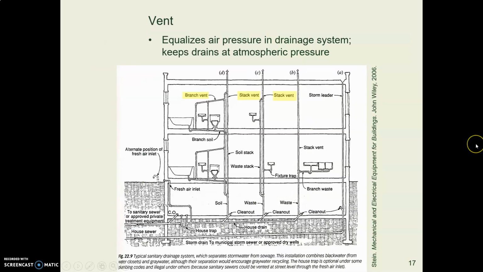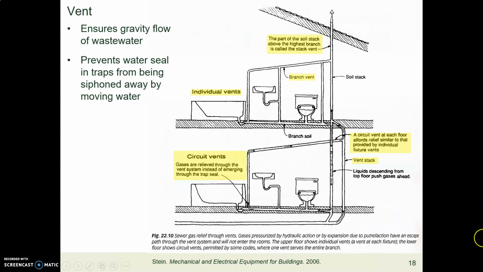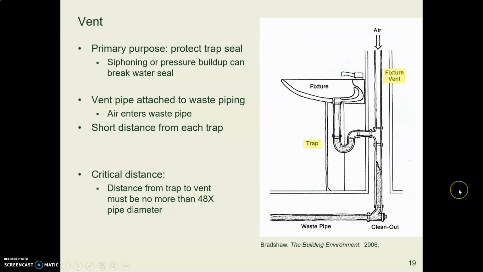And these vents serve an important purpose. They keep the air pressure uniform throughout the system, and they keep the waste draining at atmospheric pressure. And if that doesn't happen, you can get a siphoning, which is dangerous to health. So several slides that show pictures of the idea of the venting. And the venting helps maintain this seal in what's called a trap.